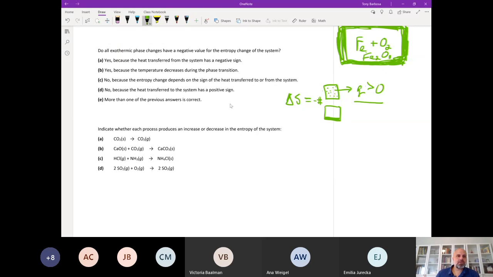Right. So what was B? Yes, because the temperature decreases during the phase transition. If we recall in our energy diagrams, the phase transition that's occurring here has a constant temperature. So our temperature stays the same. There's no change in temperature in a phase transition. So B is not going to be true. So it's going to have to be A here.